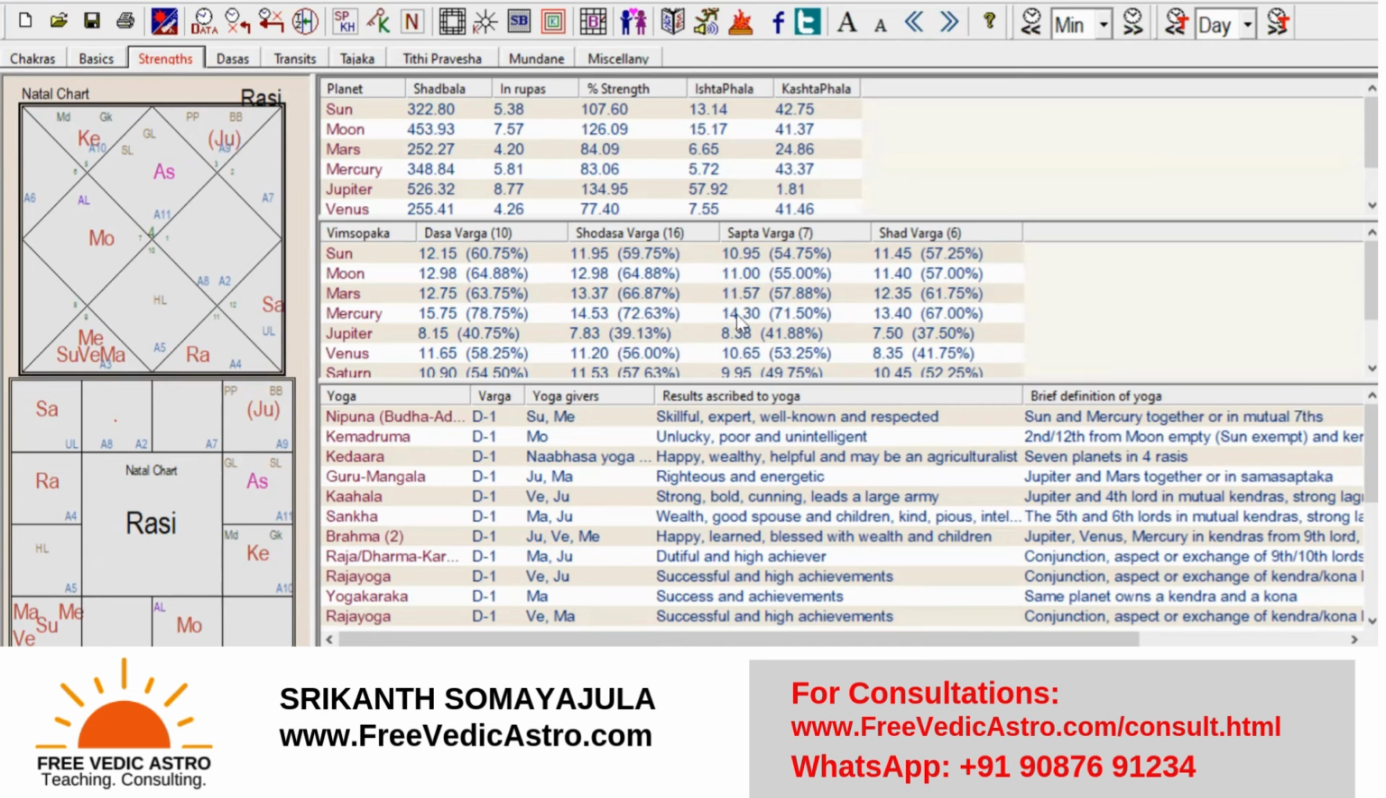Sir, what is the time frame that we should consider for retrogression of planets in the birth chart? Should we see only on the day, or if the planet is going to retrograde within 3 days or within 1 month? Is there any particular time frame?